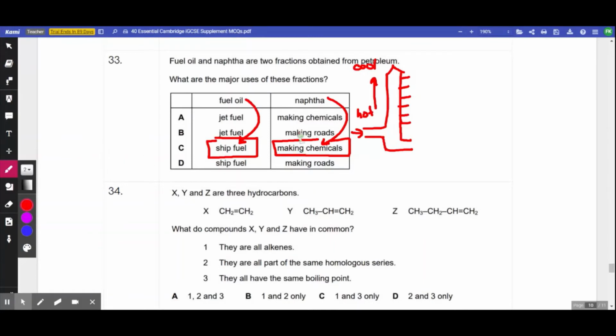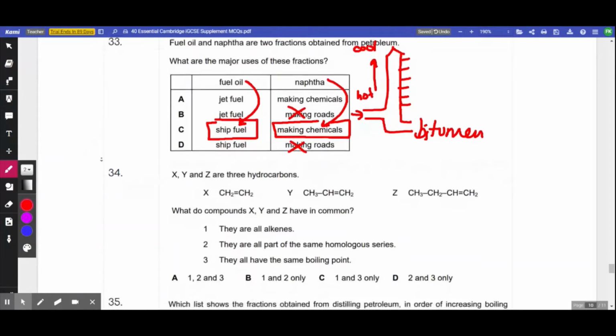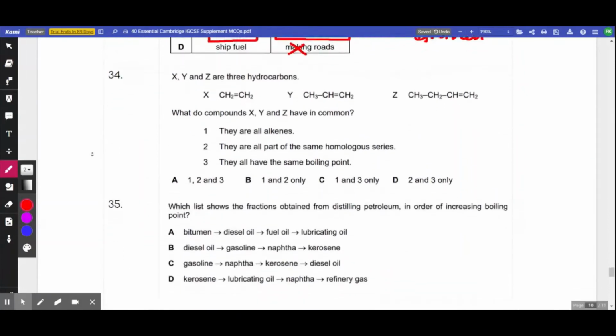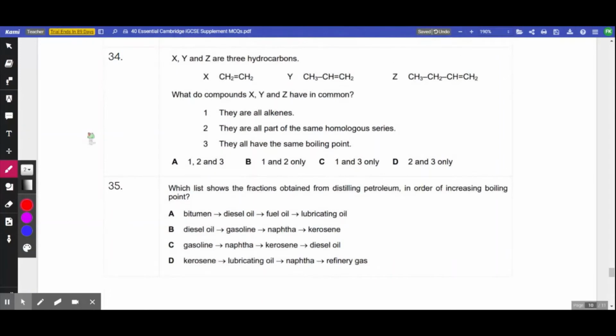Interestingly enough, B and D were the least popular answers. I think that's because everyone seems to remember that bitumen is used for making roads, so that was the easiest one to exclude. Right. So make sure that you know about naphtha, kerosene. Make sure you know about octane. Make sure you know about diesel before you go into your exam.